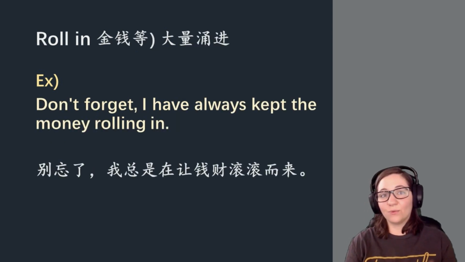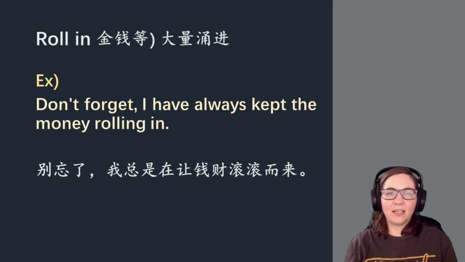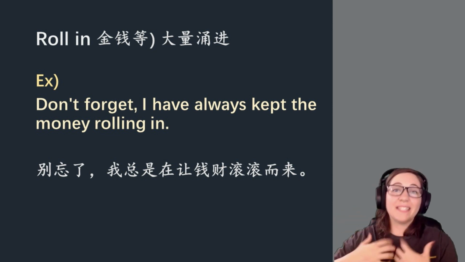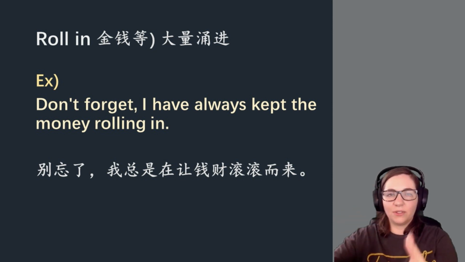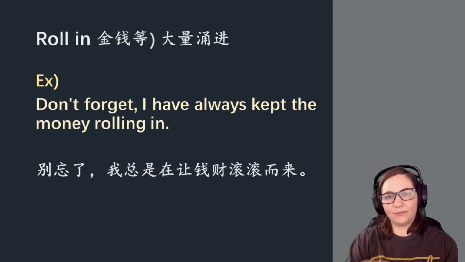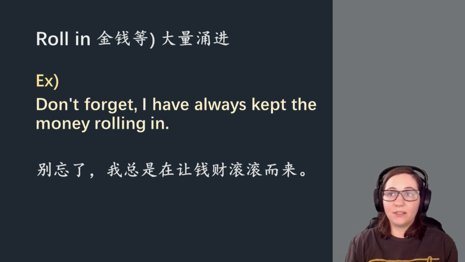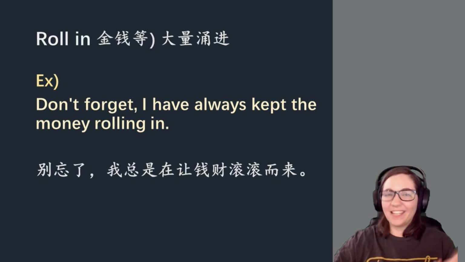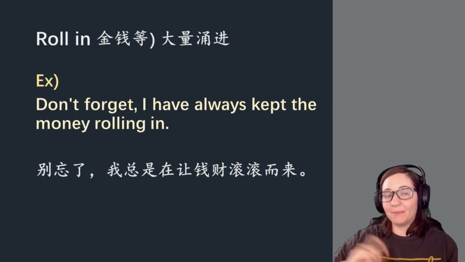The next one is roll in. And roll in means something is coming towards you, or you are accepting or receiving something, usually in a continuous way because it's rolling. So you could say, don't forget, I always kept the money rolling in.